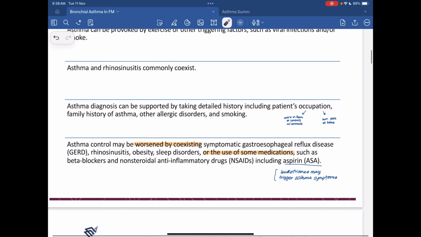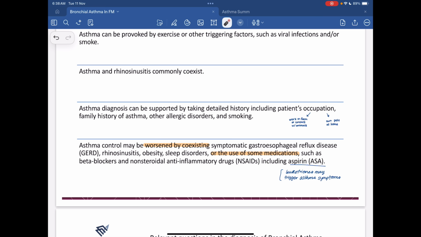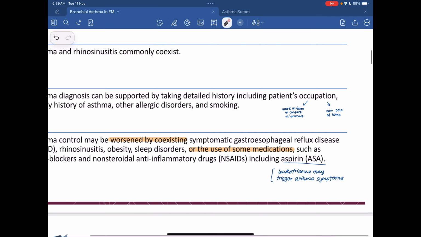Asthma control may be worsened by coexisting conditions, زي إيش؟ GERD, rhinosinusitis, obesity, sleep disorders like OSA, and the use of some medications زي إيش؟ beta blockers. هذه نقطة مهمة ممكن يجي عليها سؤال. NSAIDs and aspirin. This is because leukotrienes, which increase when we use NSAIDs and aspirin, may trigger asthma symptoms.